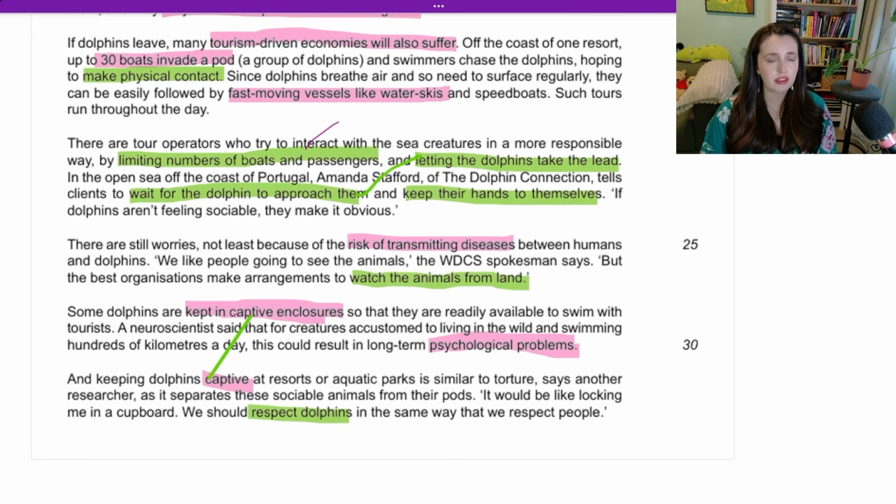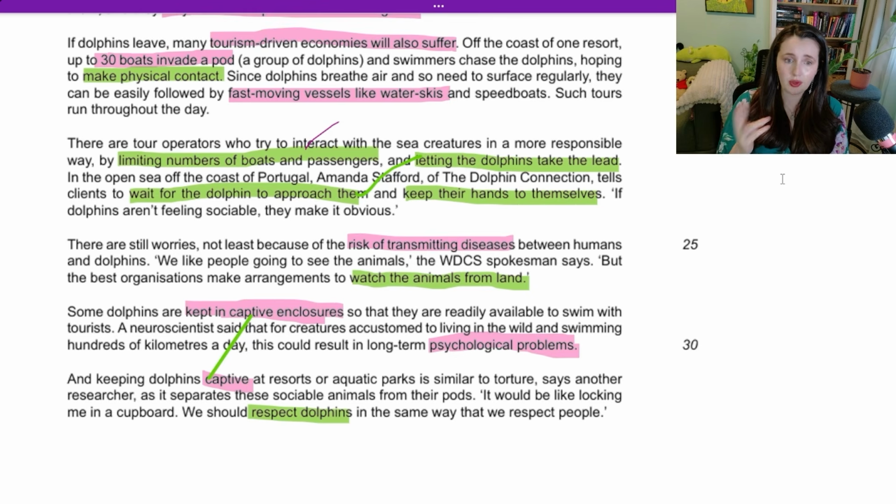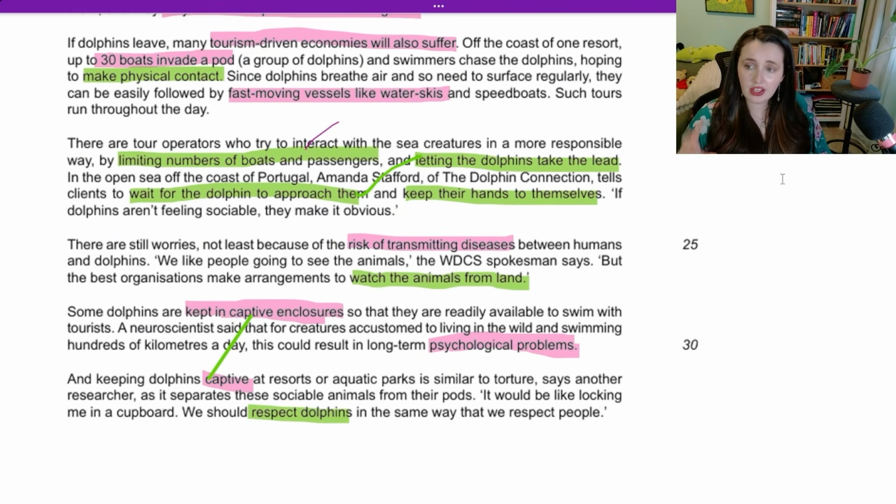So we've got some more points. Risk of transmitting diseases is a nice obvious problem. Try to think of some synonyms, or if you can't think of a synonym, switch the sentence order around. Say diseases are at risk of being transmitted, right? So it's okay sometimes if you really can't think of a synonym, but try to change it around so that you're not copying it word for word in the exact same order. Notice also that you've got another repeat. So kept in captive enclosures and kept captive, same meaning, right? So we're not going to say that twice.